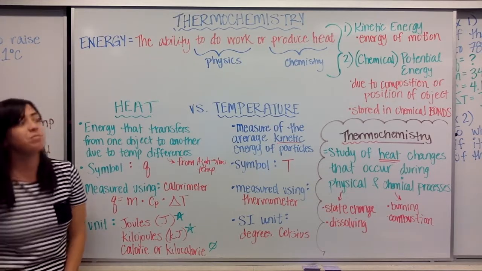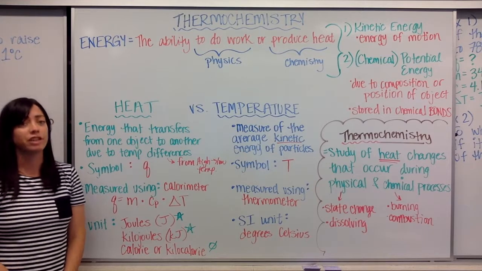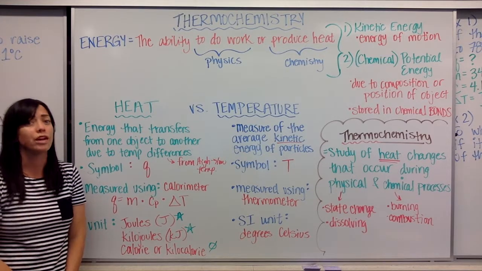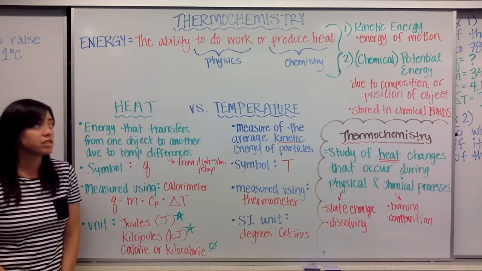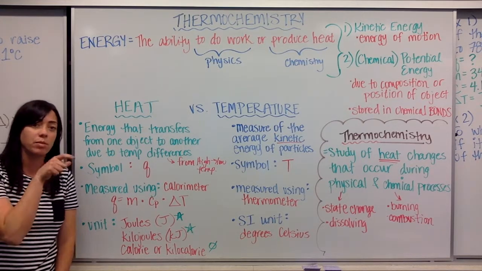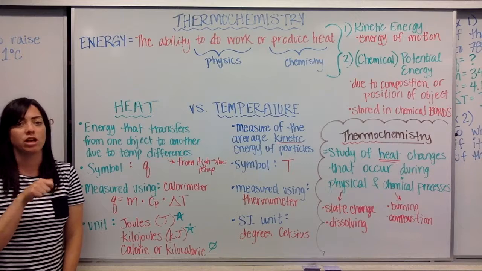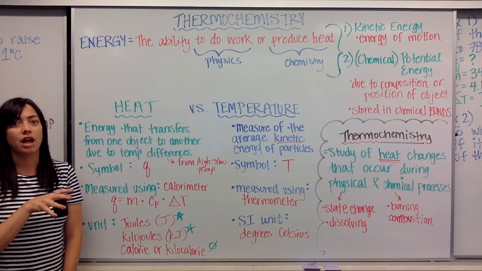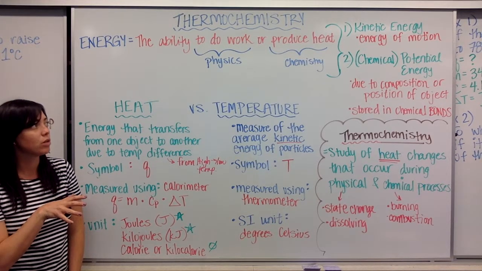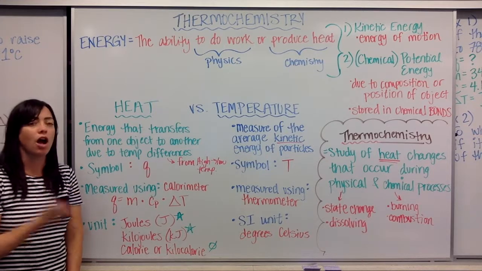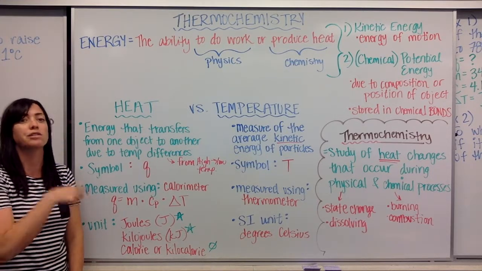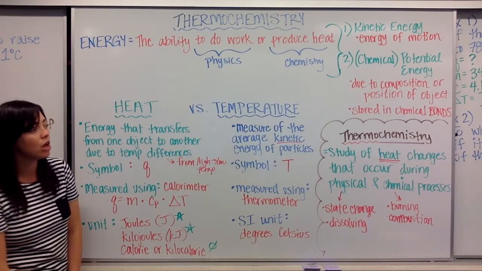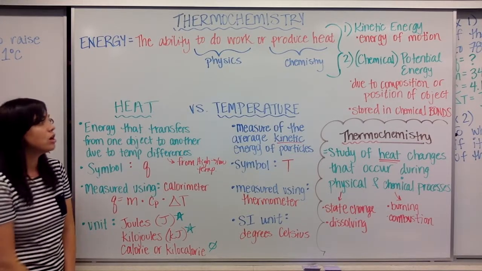And then we also have potential energy. Now, potential energy is usually stored in bonds, and it is due to the composition, which would be the storing in the bonds, or the position of an object. And it is actually what we also often in this class refer to as chemical energy, because it's stored in those bonds and it is released during a chemical process or reaction.